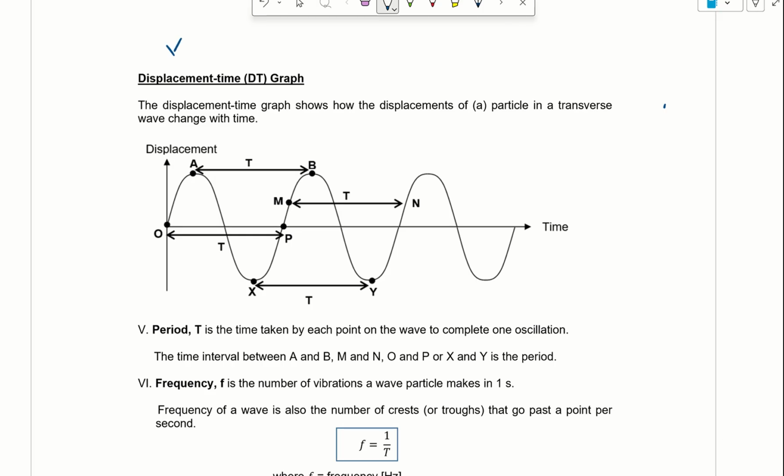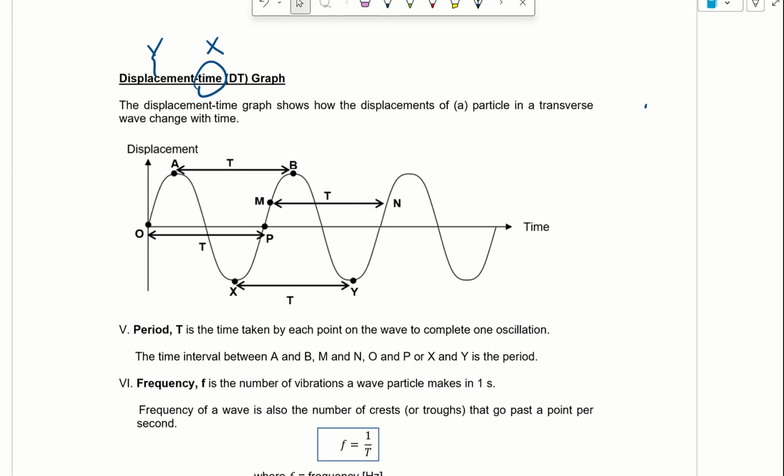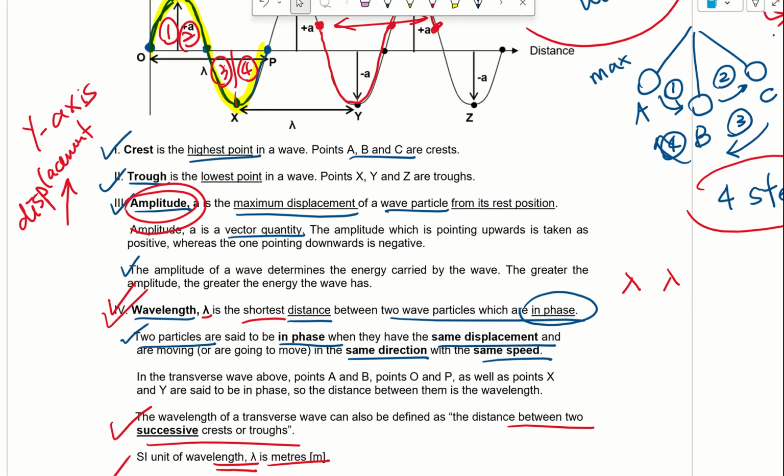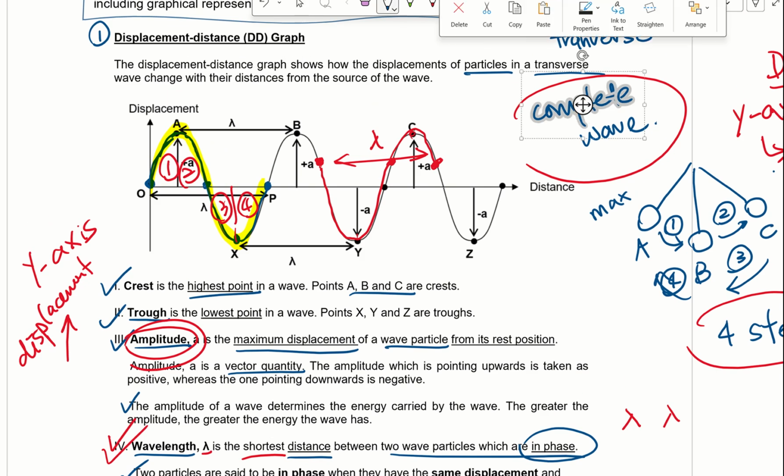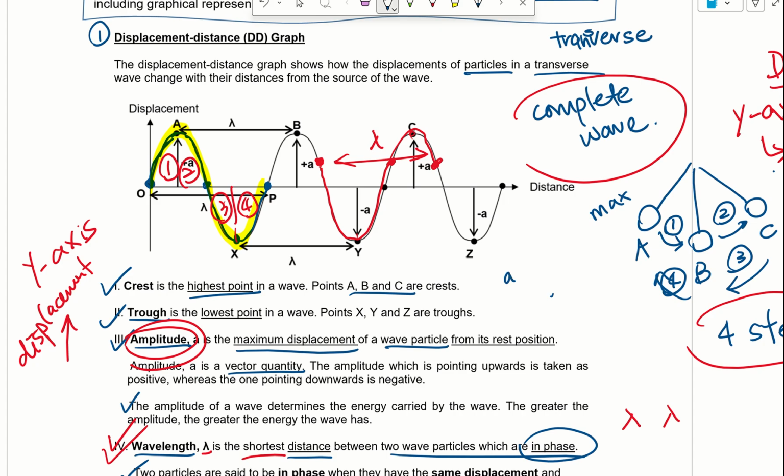This is my y-axis, and my time will be the x-axis. So what can we actually get from this graph? It shows us a transverse wave. It shows how the displacement of a particle changes. Just now, the displacement-distance graph showed many particles, but within a certain time.